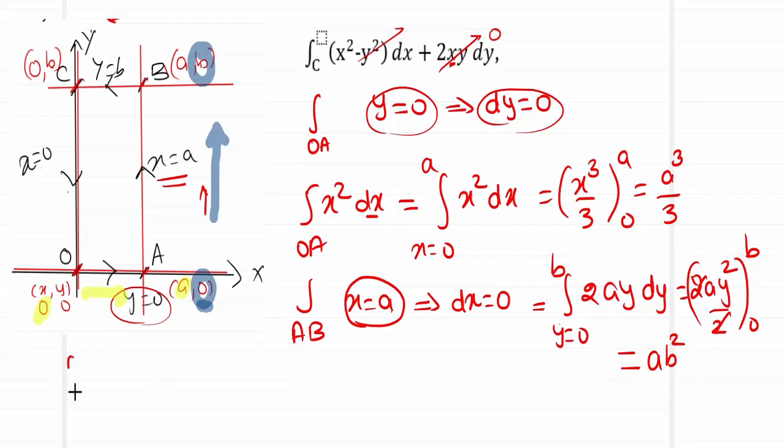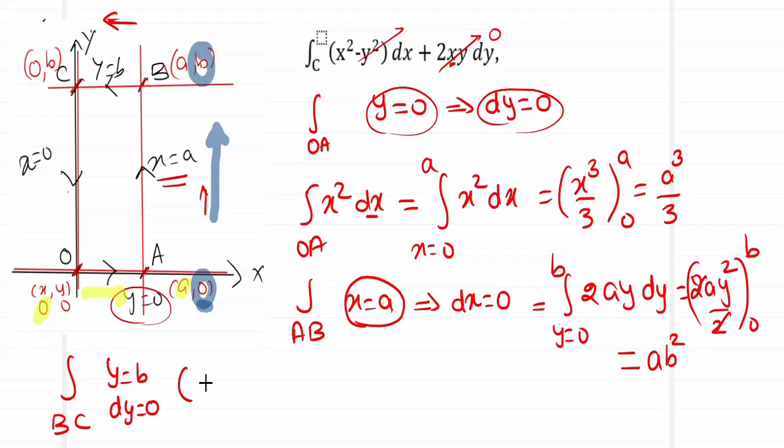Now coming to the third line. What is my third line? Along the line y equal to b. So that is traveling in the direction of BC. In the direction of BC, what is the name of the line BC? Y equal to b. If I substitute y equal to b, what will happen to my dy? Differentiating on both sides, I have dy to be equal to 0. So what will happen? The second term vanishes, leaving you with just the first term.